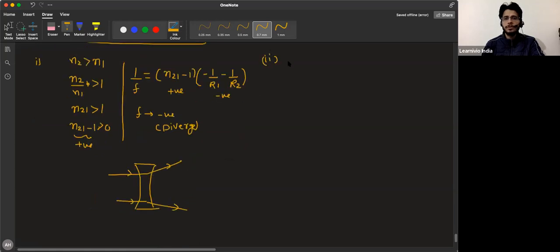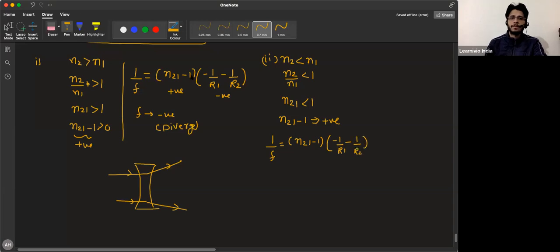Let's do the second part. In the second part, n2 is less than n1. So your n2 by n1 is less than 1. You can write that your n21 is less than 1. Your n21 minus 1, is it positive or negative now? You're subtracting 1 from something which is less than 1, so it will be negative. So when you use the Lensmaker formula, we have 1 by f is (n21 minus 1) times (minus 1 by R1 minus 1 by R2). So this term is negative and this is also negative, so your focal length is positive.